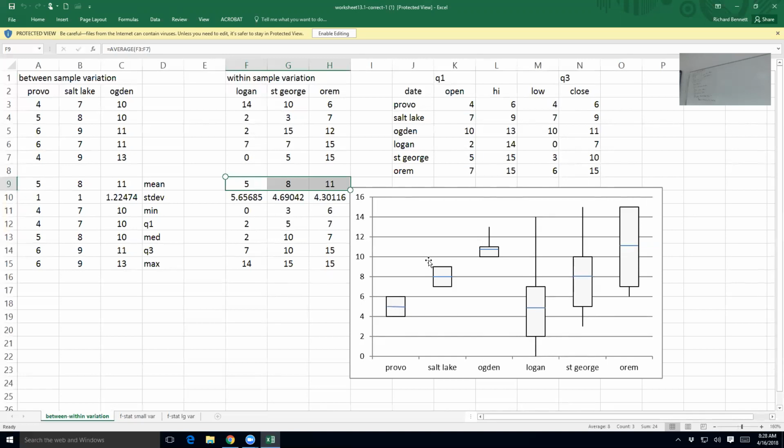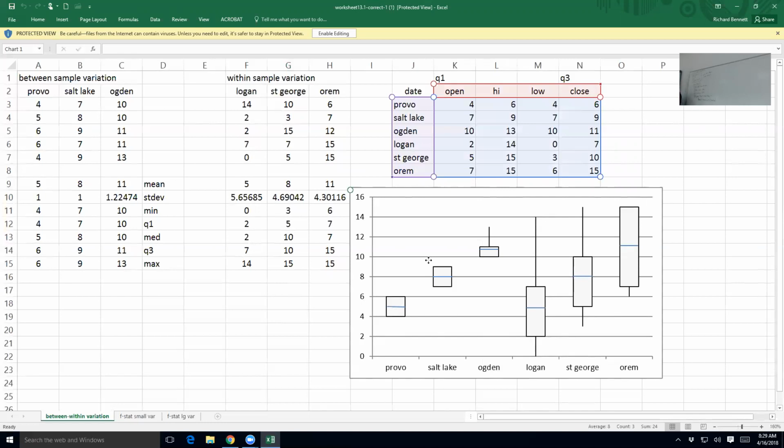It's much harder to tell, because there's so much more variance in this case, whether these 3 are significantly different. Whereas these clearly, because they don't overlap, you can see it shouldn't be surprising. These 3 would be statistically significantly different, but much harder to tell with these 3 cities. Does that make sense? Because there's just so much more variation going on.